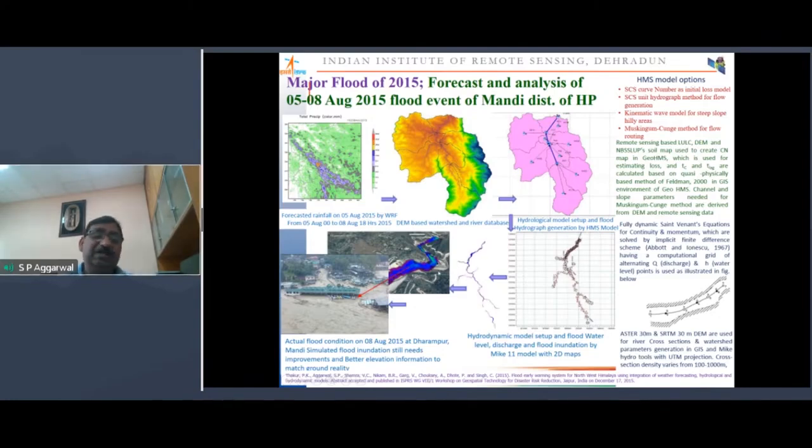So these predictions sometimes help a lot in reducing damage. It saves lives, it evacuates the people. This prediction will tell the policymakers or administrators to please evacuate the people. So this type of modeling is carried out.